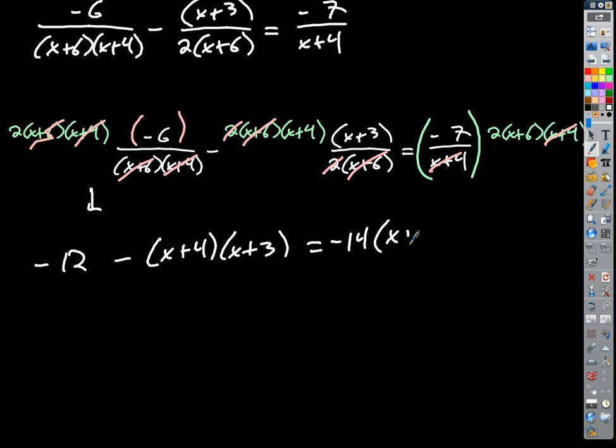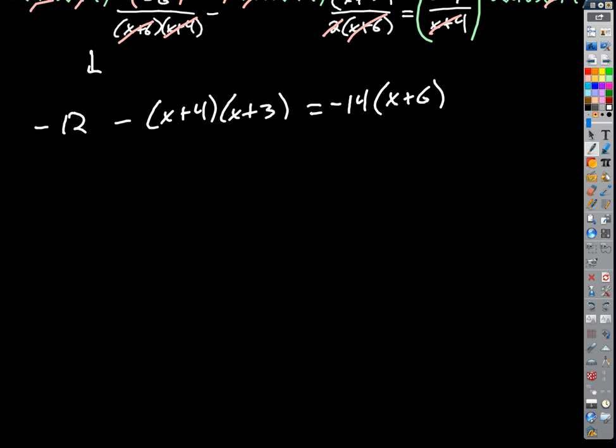Times the quantity x plus 6. So now all we have to do at this point is simplify everything and solve the equation, right? So we're going to get negative 12 minus, now I have to put parentheses here. How come? Because I'm subtracting the whole product. So if we expand this out, what do I get?